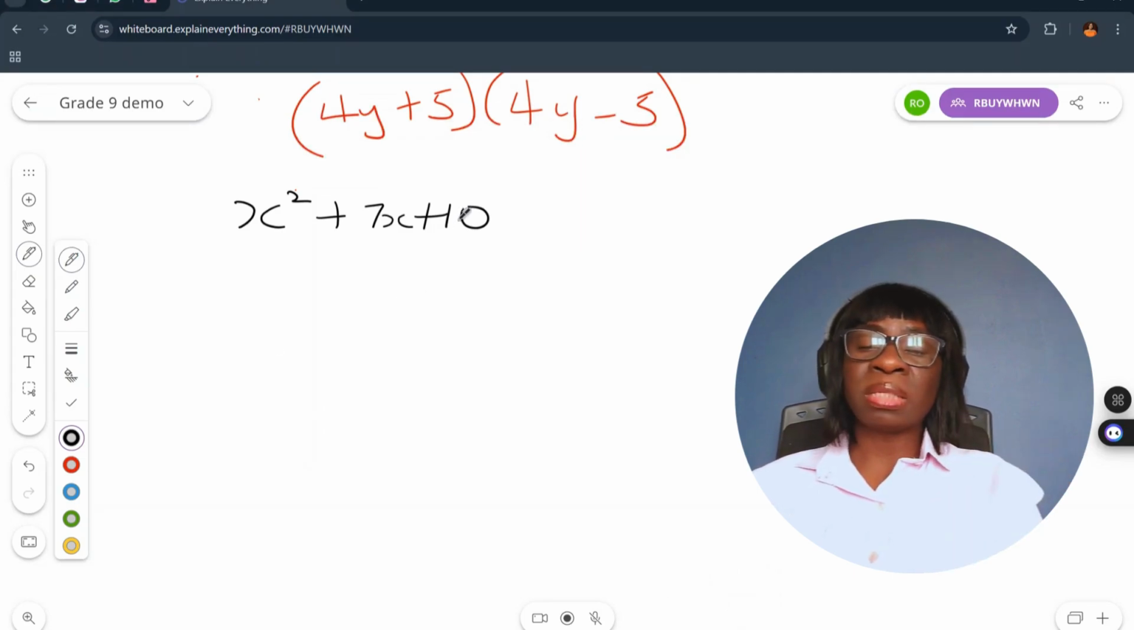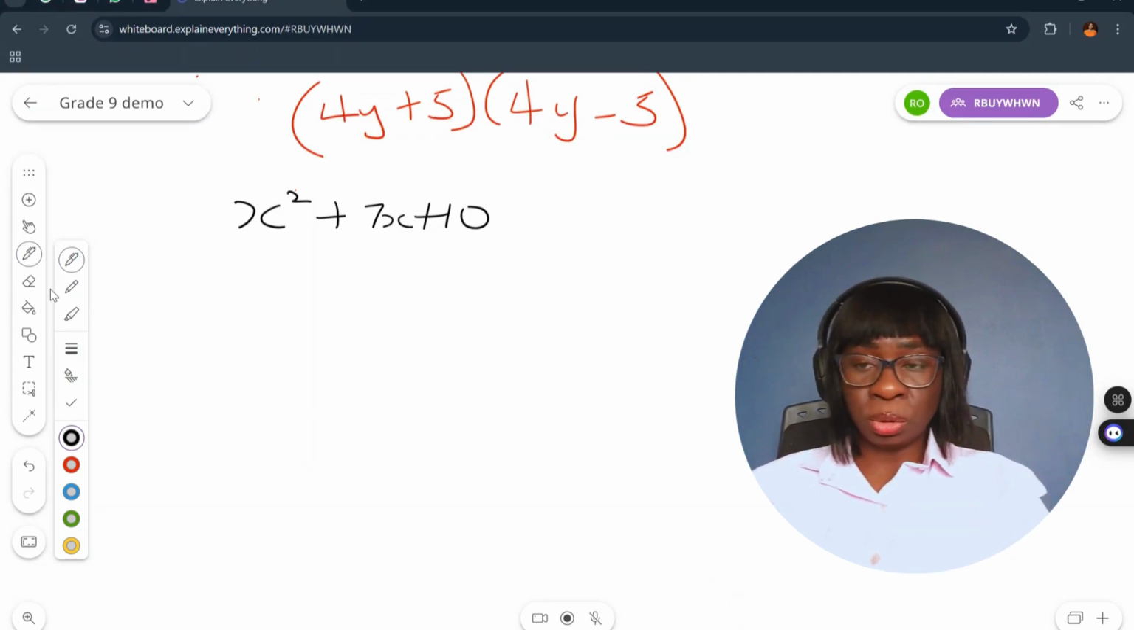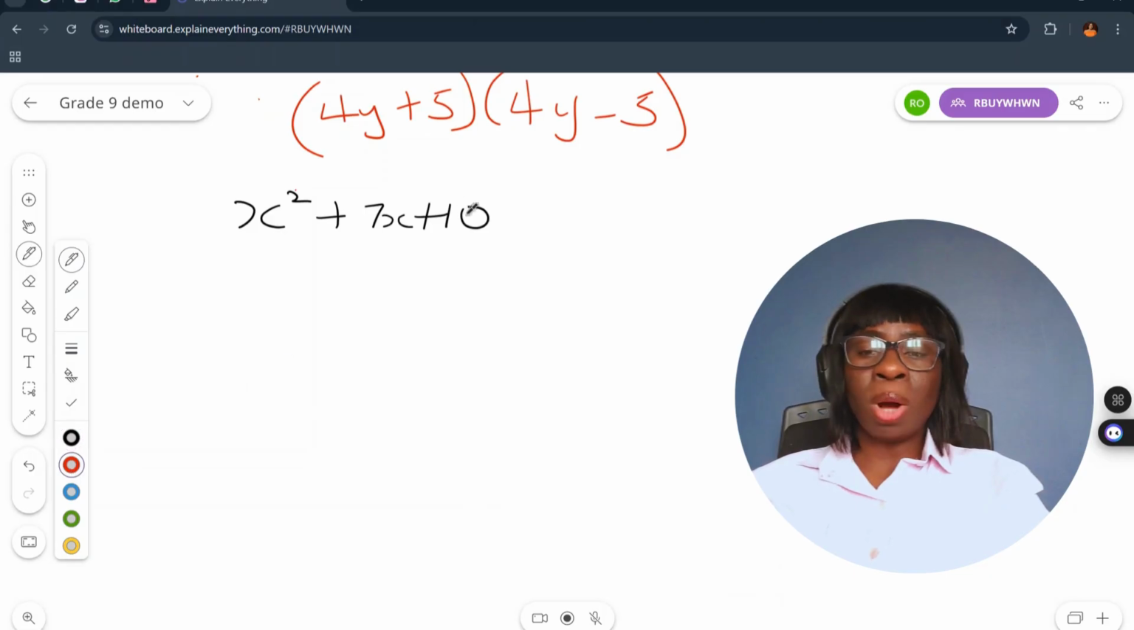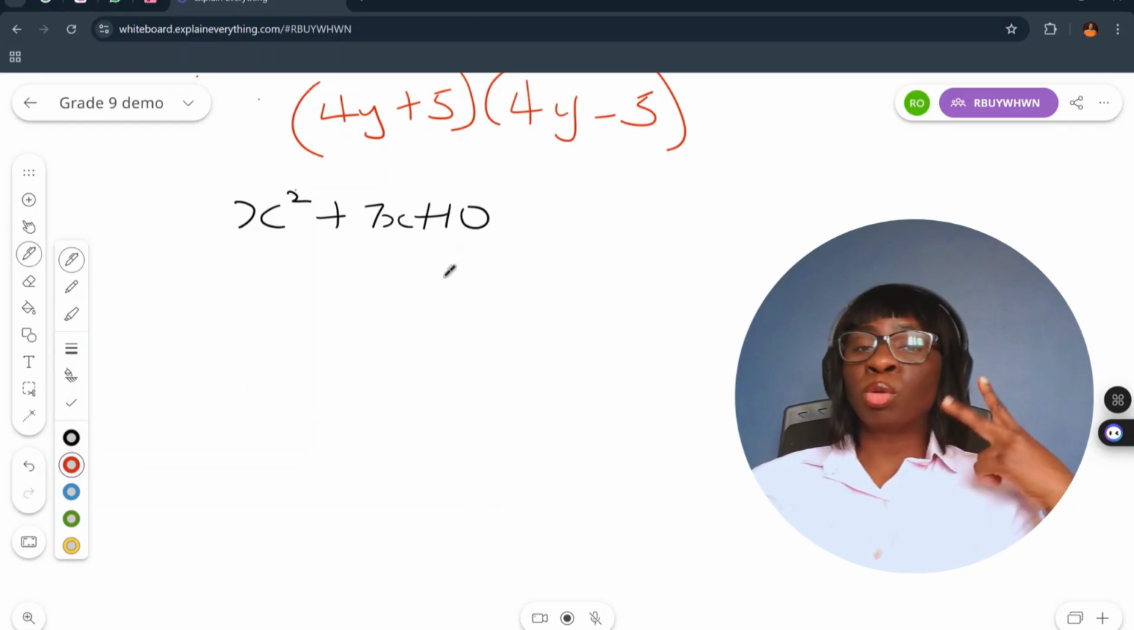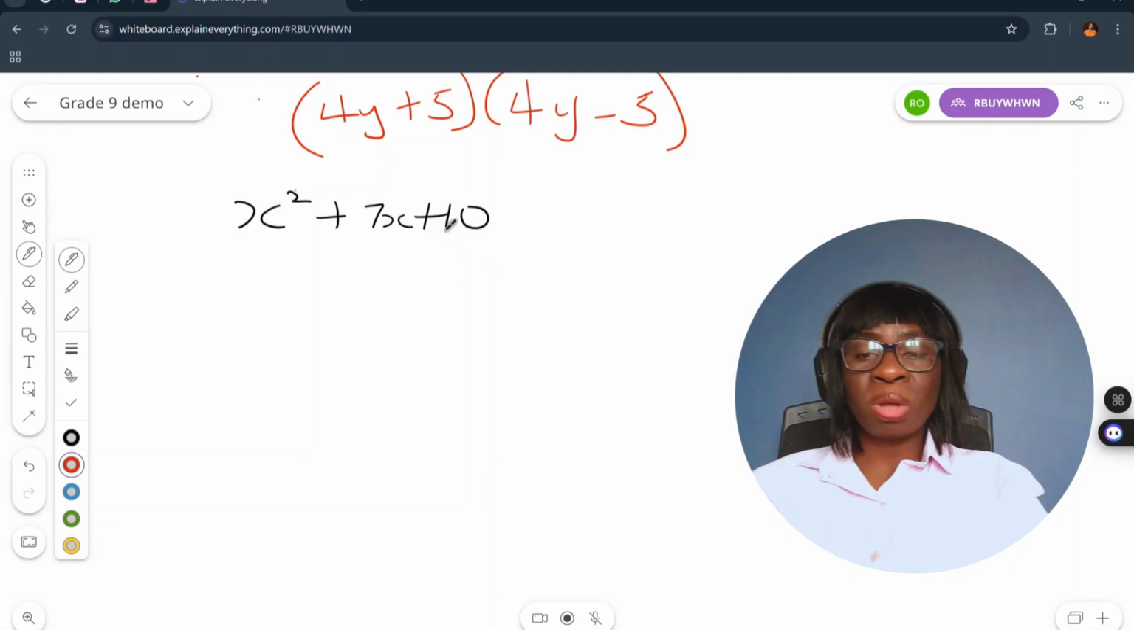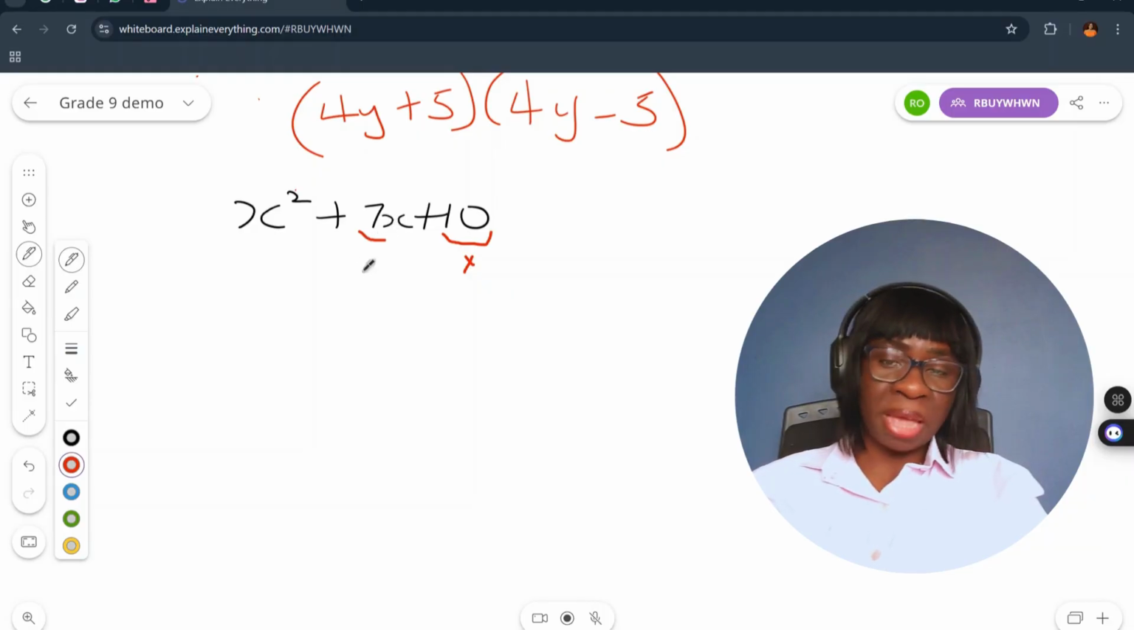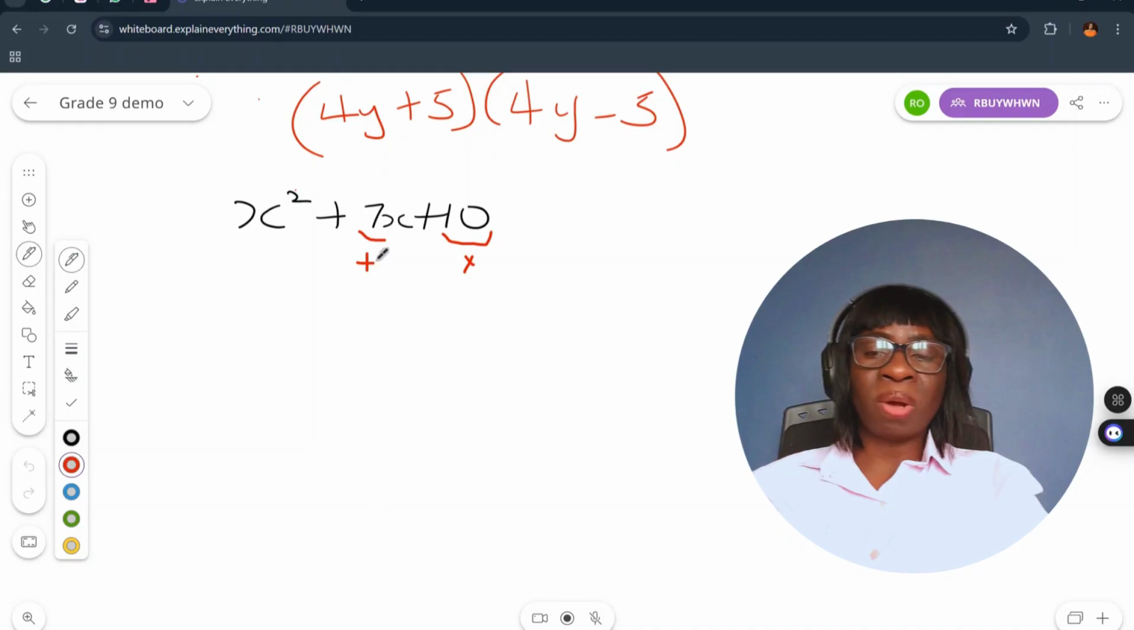When we want to factorize a quadratic equation or quadratic expression, what we have to do is look for two numbers that when we multiply them together, it will give this constant, and when we add them together, it will give the coefficient of x.